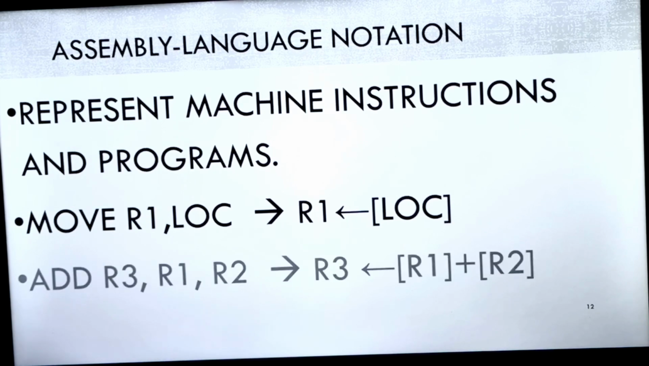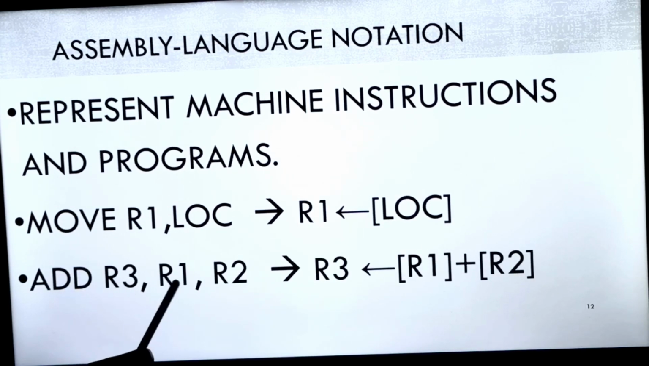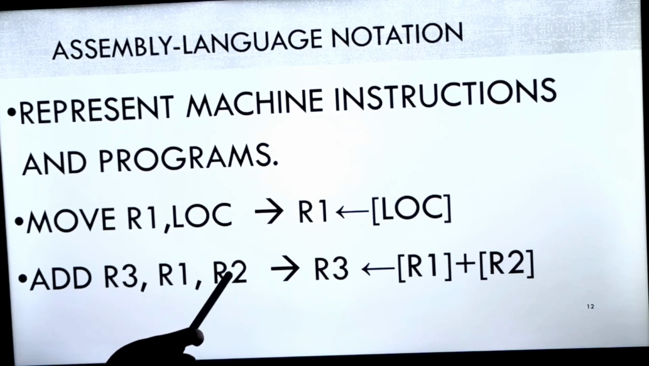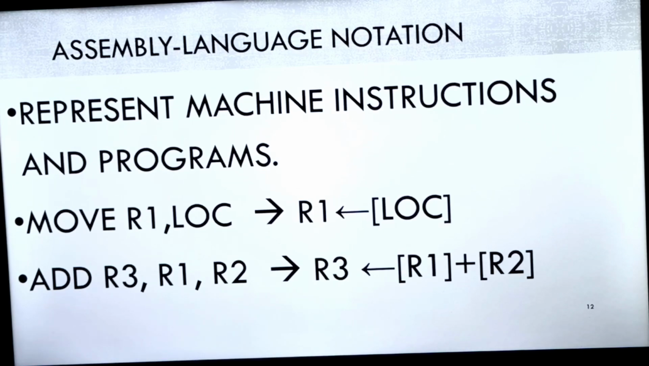Fine. Similarly, if you want to add R1, R2 and store it to R3, this is how we do. Add R3, R1, R2 means R3 equals R1 plus R2. This is in RTN, this is in assembly. Most of the time, we will use assembly language only. Fine. In our future classes, we will see assembly language again and again to perform some operations.